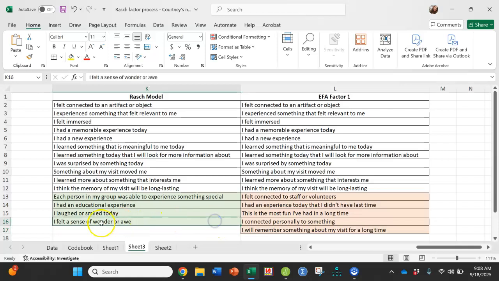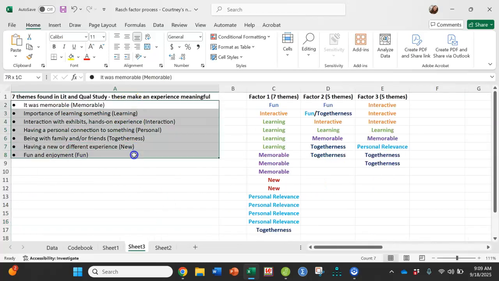And really it came down to, we liked the feeling of awe and wonder because this was a harder item to respond to, to agree to. Laughed and smiled today was the easiest. So these were the top and bottom. Having an educational experience, we liked that wording versus I had an experience that I didn't have last time. So we liked that wording better. And then each person having an experience was a better item, we felt, than feeling connected to staff and volunteers. So in the end, we went with the Rasch model PCAR results and had a 15 item unidimensional measure, even though we really thought it was going to have 7 different aspects. So these become facets or aspects within this larger idea of having a meaningful experience. You don't have to have all 7 of these for it to be meaningful, but you have a lot of these at least, and at least one of these is needed for an experience to be considered meaningful in a science museum.